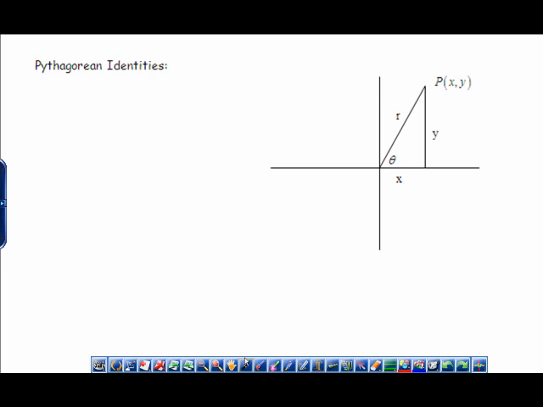Okay, Pythagorean identities. First off, let's recall what the Pythagorean theorem is. In this circle, the Pythagorean theorem would be x squared plus y squared equals r squared. And in a true unit circle, r is always equal to 1. The reason we call it the unit circle is because it's a circle with a radius of 1 unit.